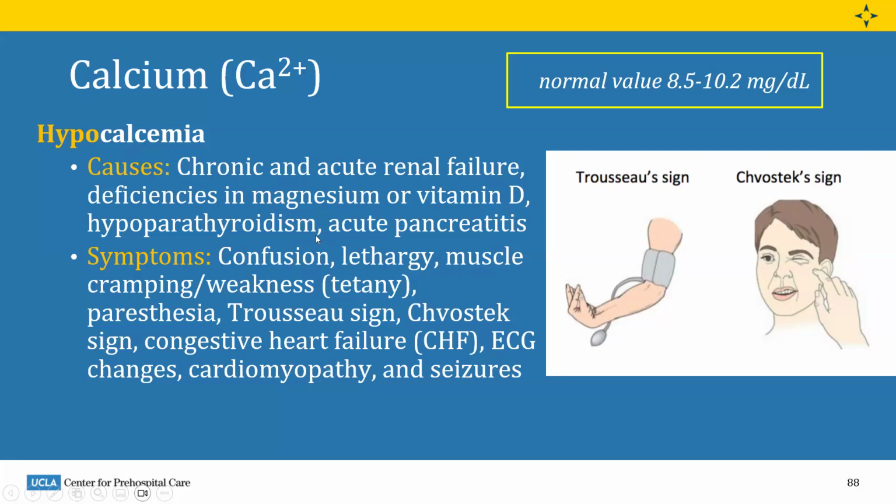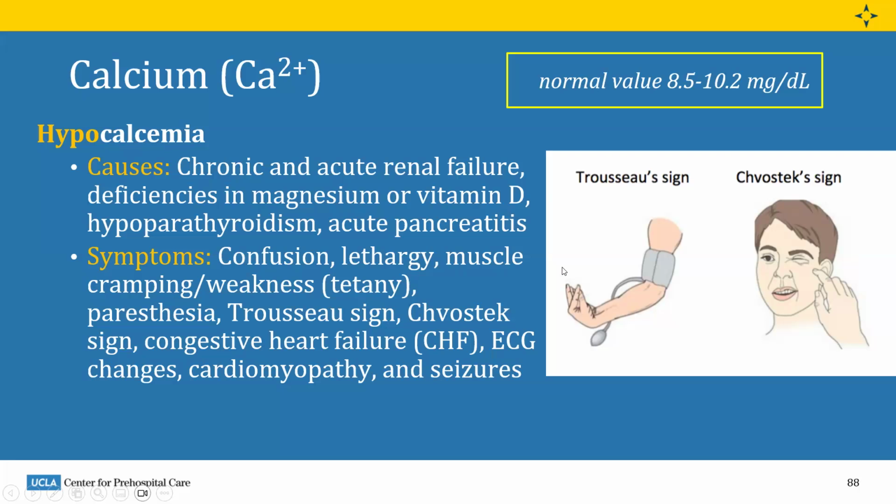Hypoparathyroidism, so essentially our parathyroids aren't active, pulling enough calcium from our stores, or acute pancreatitis can cause that. So if you have low levels of calcium, you can have confusion, lethargy, muscle cramping, weakness. Tetany is just like contractures or cramping, so muscle contractures, right? Also paresthesia, Trousseau's sign, Chvostek's sign, congestive heart failure, EKG changes, cardiomyopathy, and seizures.